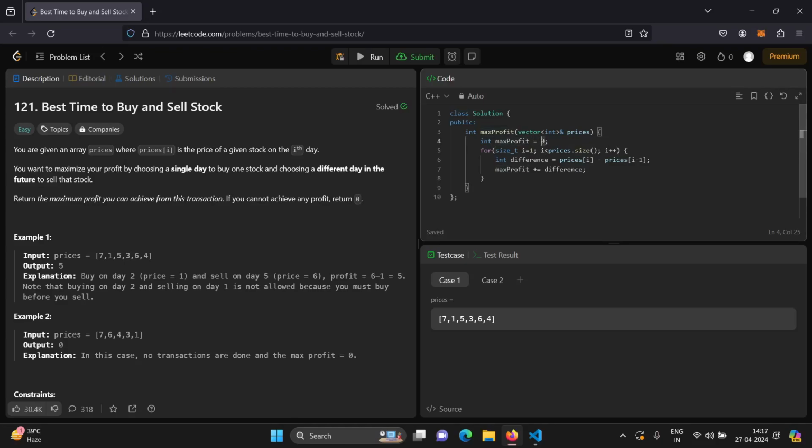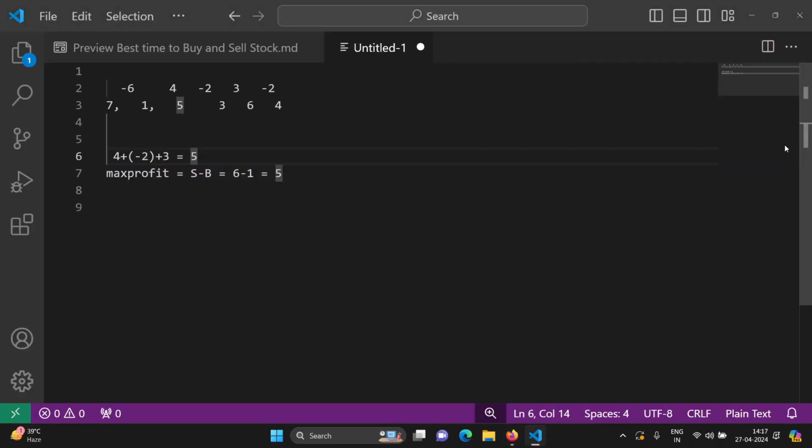Okay. Let me call it max. We are going to add these differences is what we have discussed. Correct. And let's say this is what we need to return. So we're going to return max. Now let's look at it again.